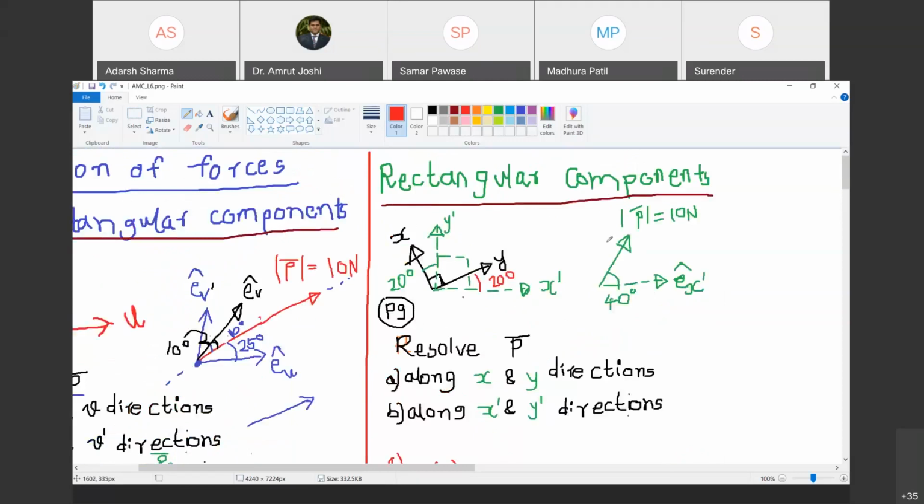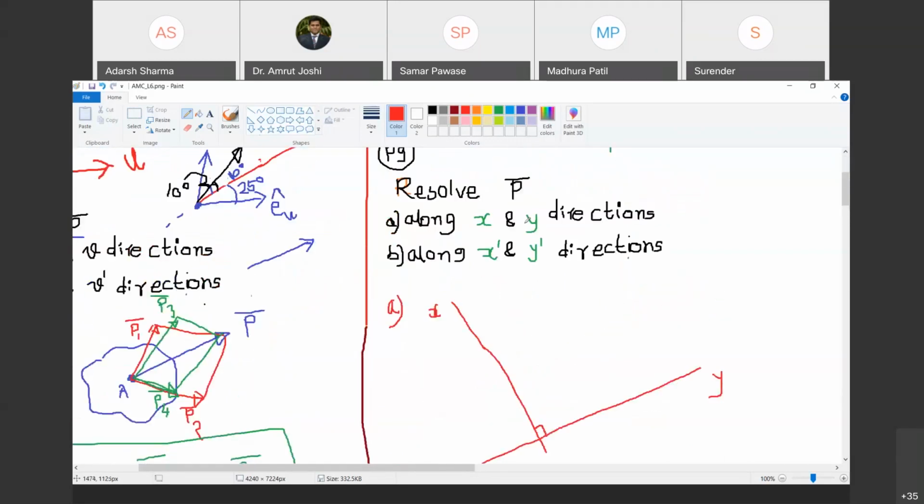Now, with reference to x, what is the angle made by P? Can you tell me? With reference to y, what is the angle made by P? So y makes an angle of 20 degrees with x dash and P makes an angle of 40 degrees with x dash. Therefore, with reference to y, this P must be making an angle of 20 degrees. Do you agree with me? Yes, sir. So how should I draw this P? So here, 20 degree angle with y. Are you with me? Yes, sir, this is P bar.